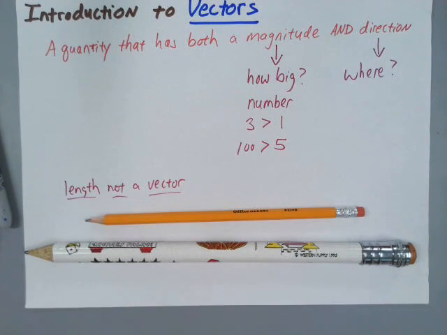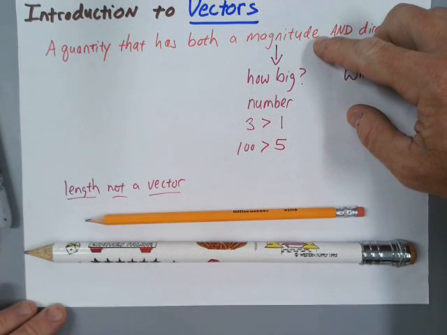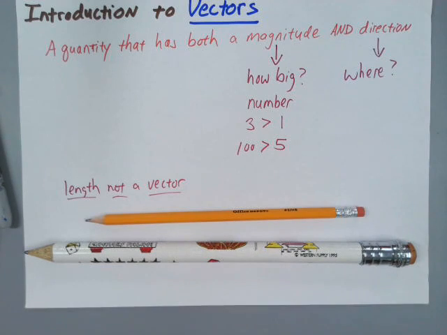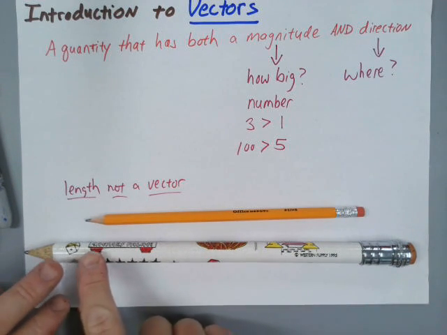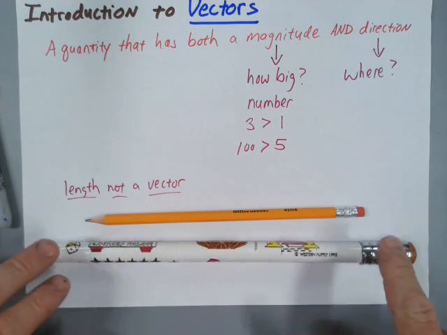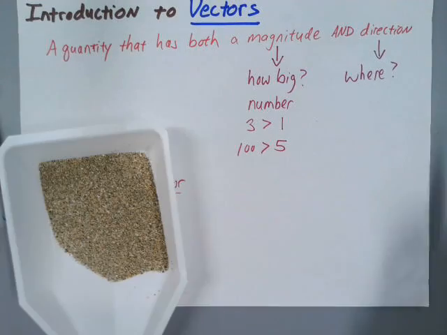Just a real quick clarification about magnitude, however, the idea of what magnitude is. Magnitude is how big. Now, bigger lengths, we would say, would have a larger magnitude, even though it's still not a vector. So this pencil has a bigger magnitude length than this one.